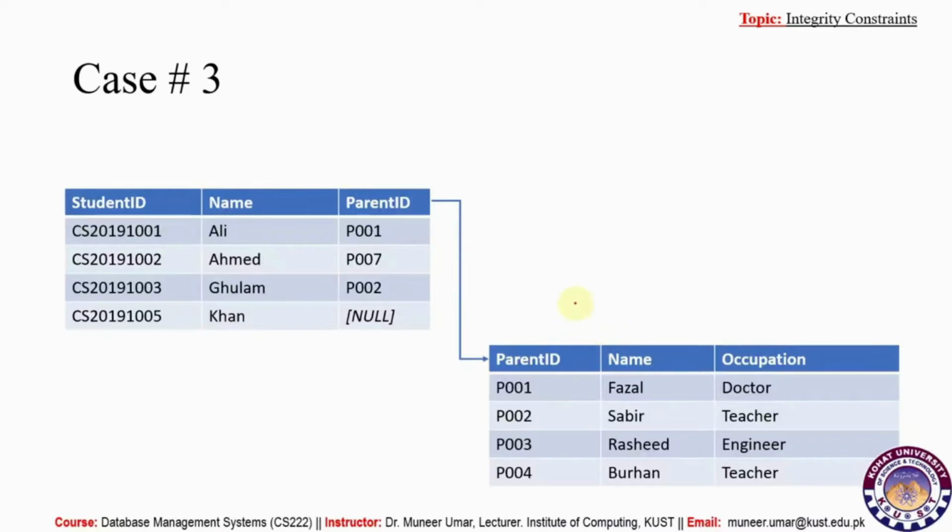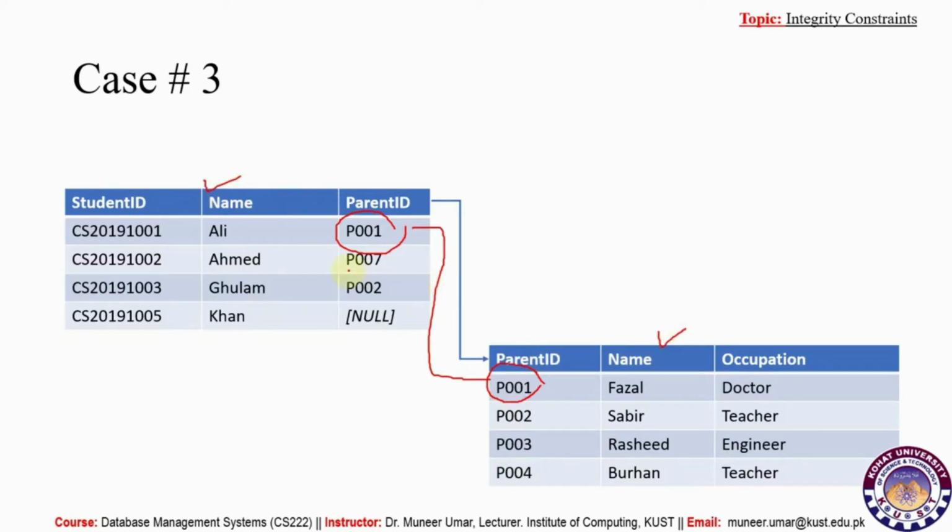Third case, here 2 tables are connected. If we look into these 2 tables, this first entry is connected with this one. So if I say that the father name of Ali is Fazal, it is actually due to the connection of this parent ID. We are using a foreign key in this table from here, so both the tables are connected, and we can get the corresponding value in the second connected table.